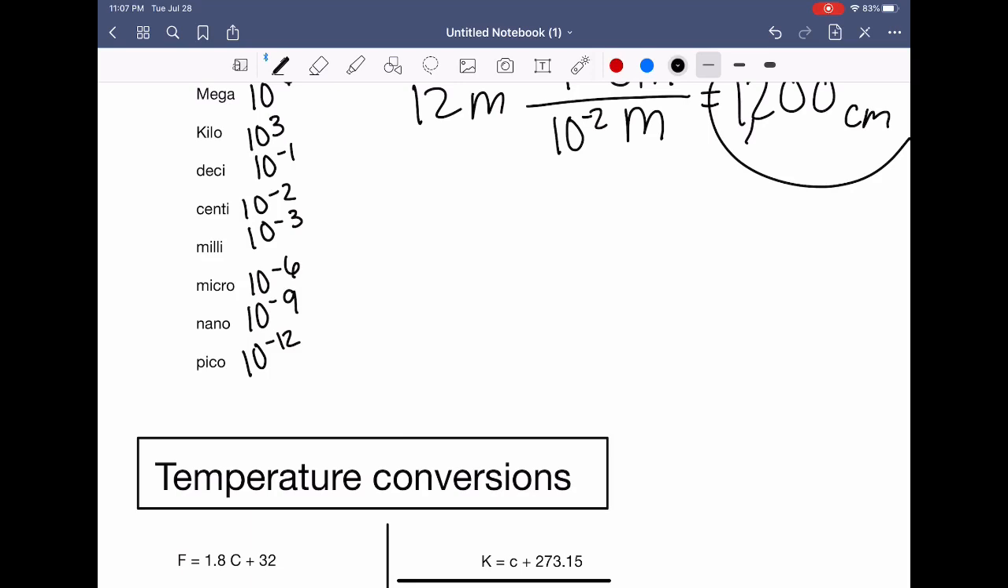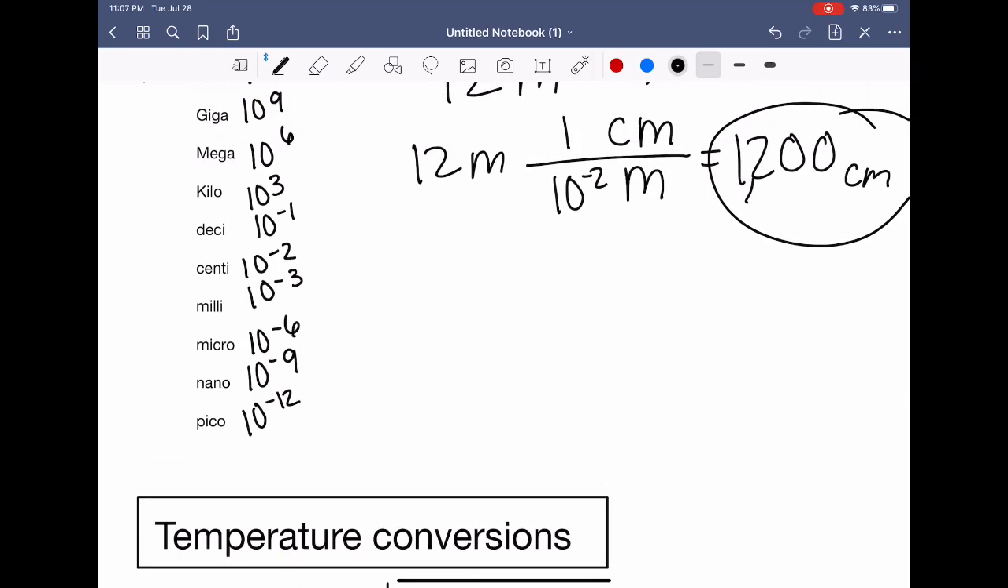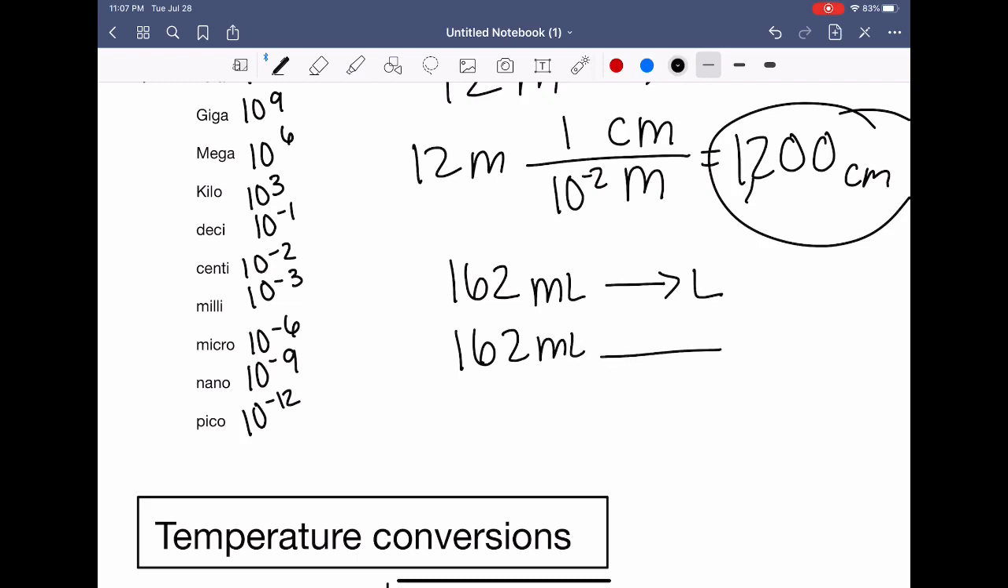You can also do it the other way around, where you say you have 162 milliliters, and you want to go bigger. How many liters are there? So do 162 milliliters. And we have milliliters, we put them on the bottom, and we want liters, so put it on the top.